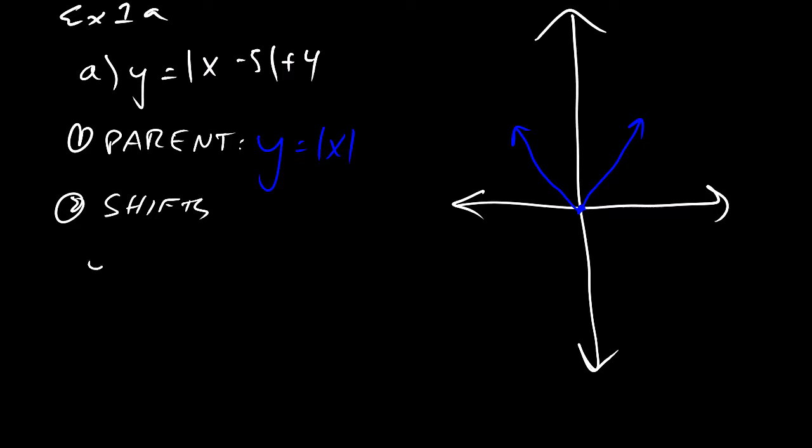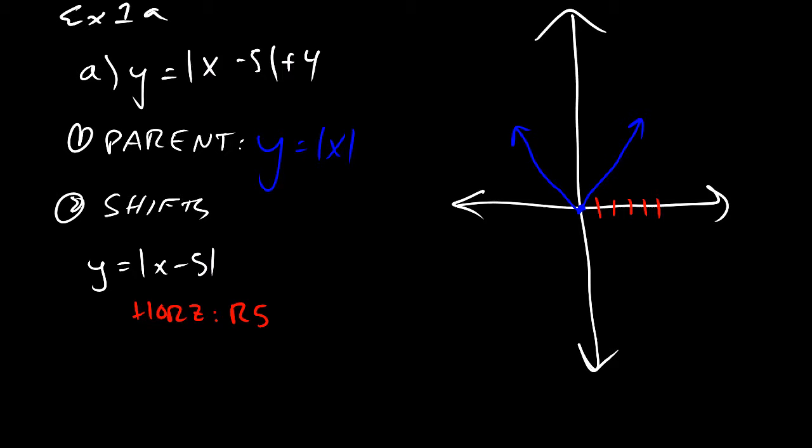So, the first thing we're going to look at is our inside. What is attached to our x? A negative 5 is attached to our x. So what does that mean? If it's attached to our x, we know it's a horizontal shift. And how much does it shift? Well, horizontal shifts are opposite of what we think. So if it's a negative number, it's going to do the opposite. It's going to move right 5. So we go 1, 2, 3, 4, 5, done.